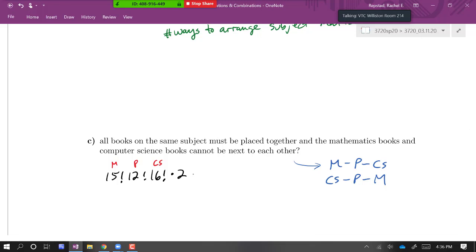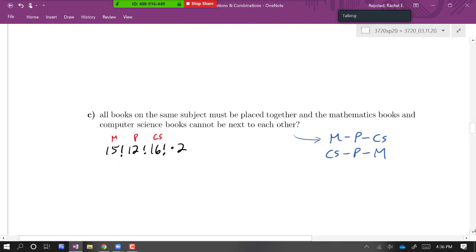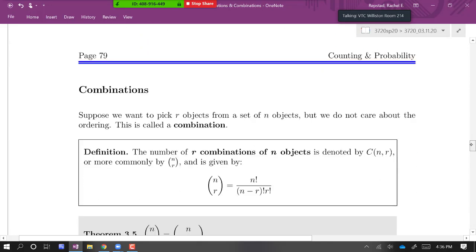Note that the actual books that we have on our shelf don't change. This is about arrangements. This is about an ordering of objects, which is what makes it a permutation problem. Questions before we talk about combinations? Okay. All right.